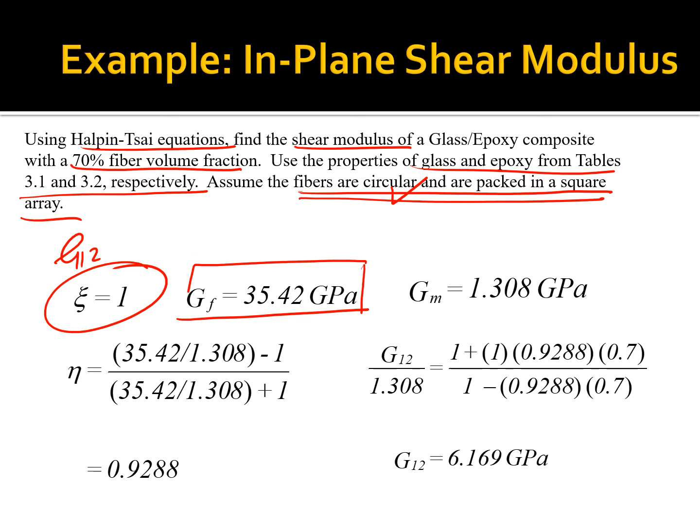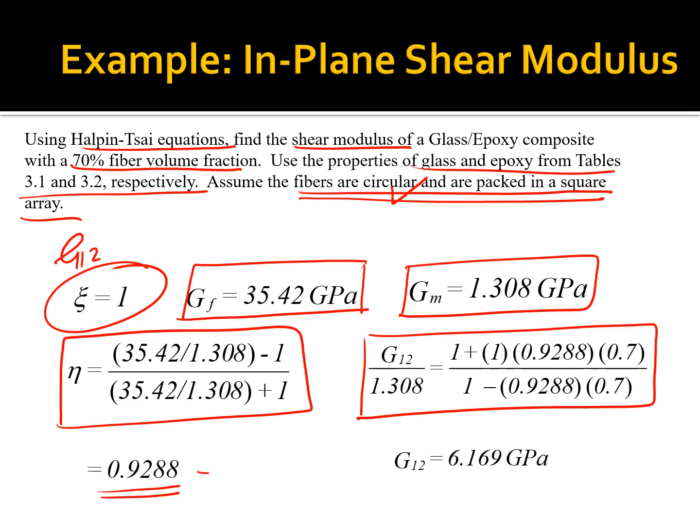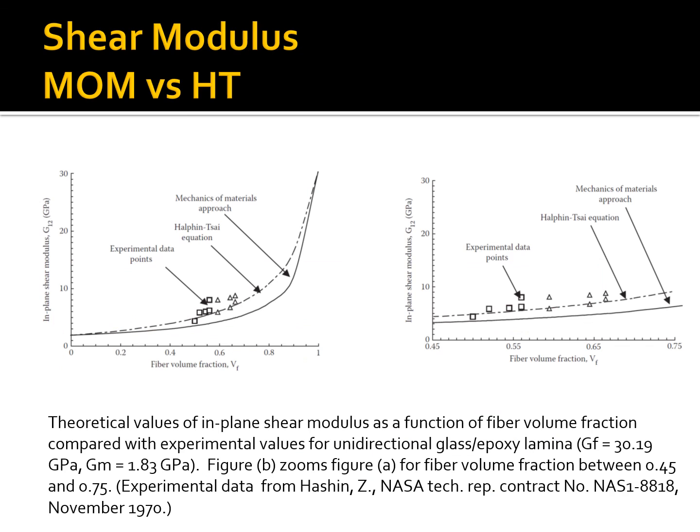The Young's modulus of the fiber, the shear modulus of the fiber, and the shear modulus of the matrix were calculated when we did the mechanics of materials approach, so we don't need to go through those steps. Then we can calculate the eta from the formula, and then G12 from the other formula. So once we have that, we get eta equal to 0.9288. We substitute that 0.9288 value here and here in order to calculate what G12 is. So that's how you use the Halpin Tsai equations.